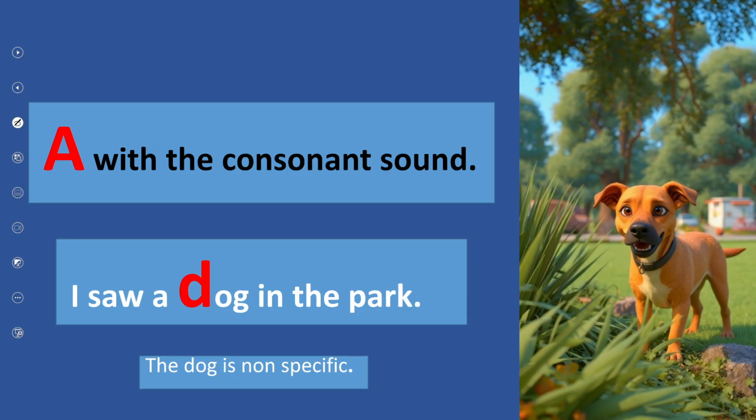Now, look at this example. First of all, we use a before consonant. Number 1 rule is this, and the number 2 rule is this, when the things are not specific. So, I saw a dog in the park. Why have I used a? Because D is consonant and this dog is non-specific. This is not any specific or very important dog. This is just a random dog.